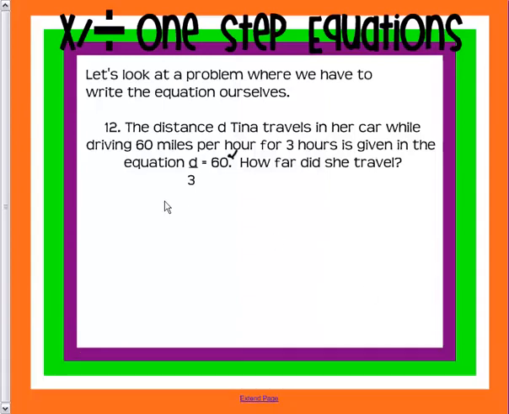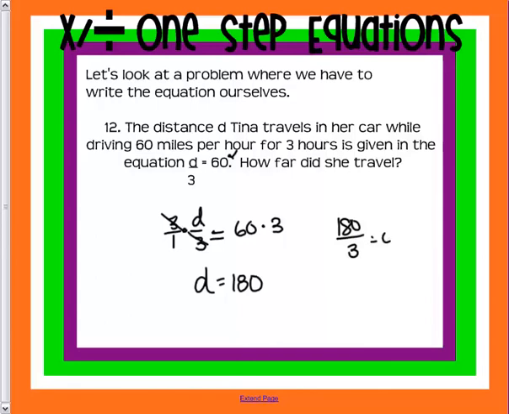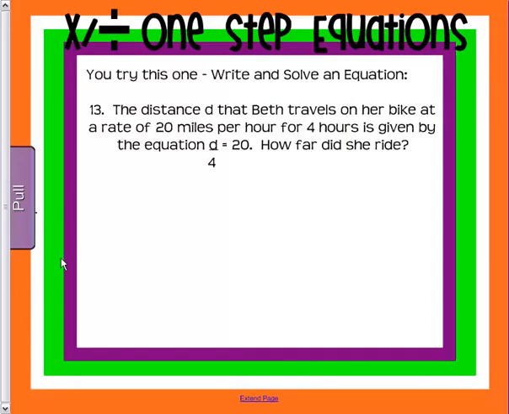Well, we would multiply both sides by 3. So if I multiply by 3 over 1, right, or just 3, this side cancels out and I'm left with D. 60 times 3, well, what's 6 times 3? 18, good. 60 times 3 would then be 180. Okay, so if I check it, 180 divided by 3 equals 60, so it works. All right, you try this one. Go for it, pause the video, I'm gonna go through it right now.